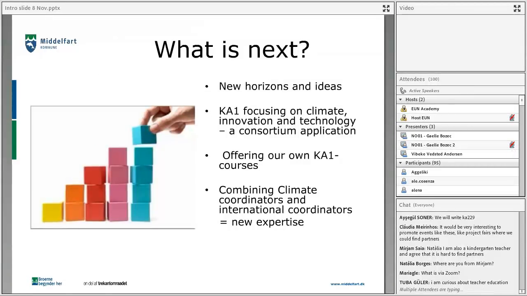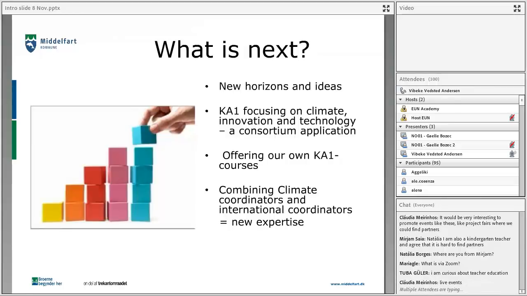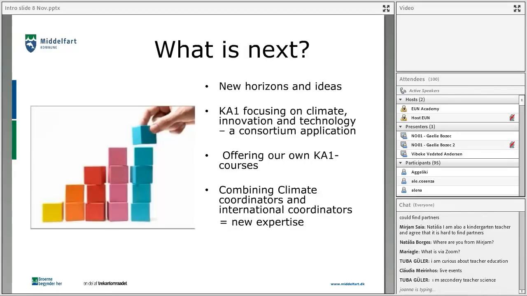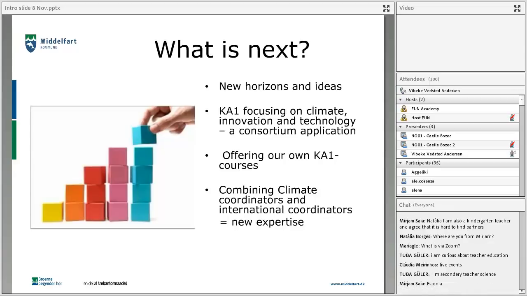What is next for us? Well, with a project like this, we have new horizons and new ideas. We would like to engage in another KA1 project focusing on climate and innovation and technology. But we have also found out that we can offer our own KA1 courses. And that is something very new for our municipality.